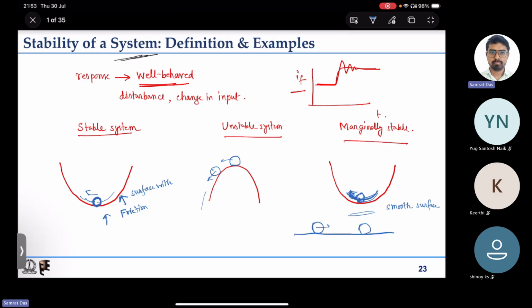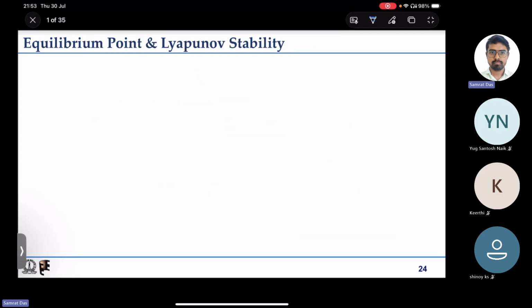Now, as I have told, what do we mean by well behaved? Is there a way to define that? There are different definitions of what is meant by well behavior or good behavior for a system to be called stable. So first of all, we have to understand what is meant by equilibrium point.